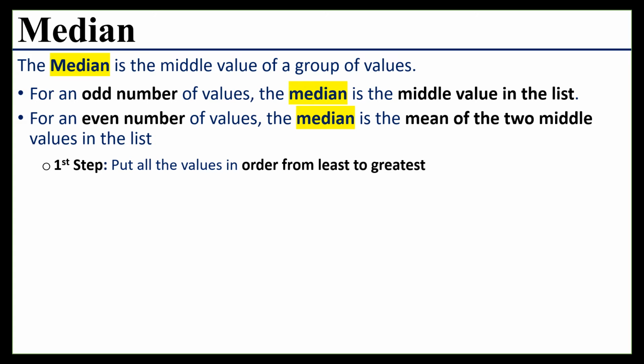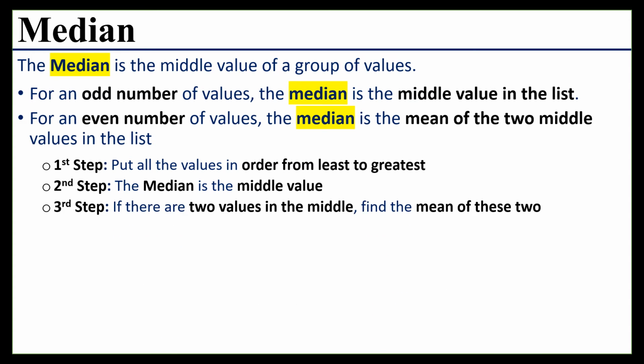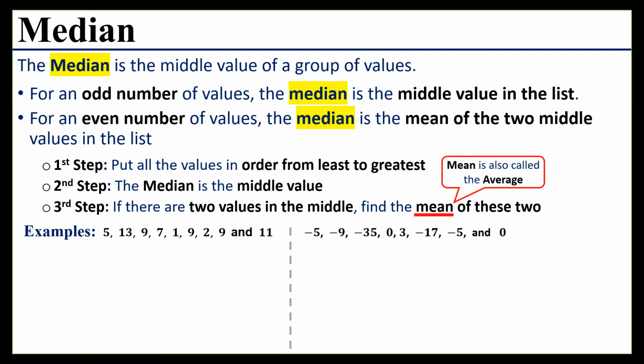The first step to identify the median would be to put all the values into order from least to greatest. The second step would be that the median is always the middle value. The third step, if there are 2 values in the middle, you must find the mean of these 2. Remember, mean is the average. Examples. You are given 2 examples.